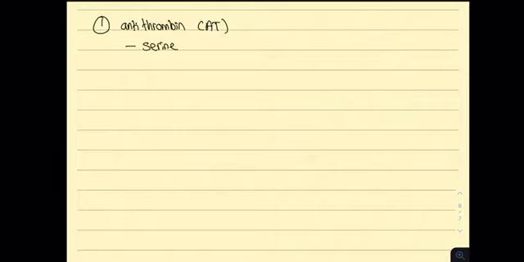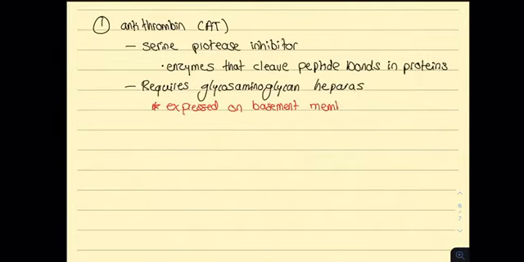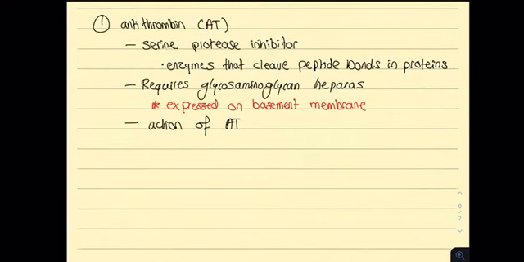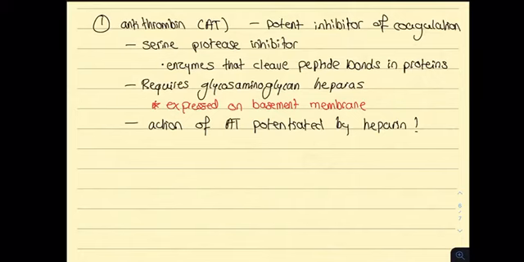So let us start with antithrombin. This is a serine protease inhibitor, so it is an enzyme. Its function requires glycosaminoglycan heparins. Remember, we mentioned these to you in primary hemostasis, and they are expressed on the basement membrane. Importantly, the action of antithrombin is potentiated by the anticoagulant drug heparin, and it can be quite easy for you to recall this association, because the antithrombin mechanism requires endogenous heparin for activation and is also increased and potentiated by the heparin drug.